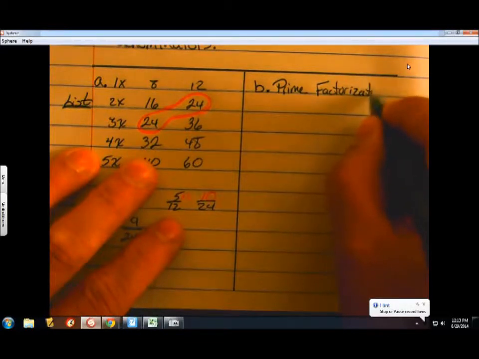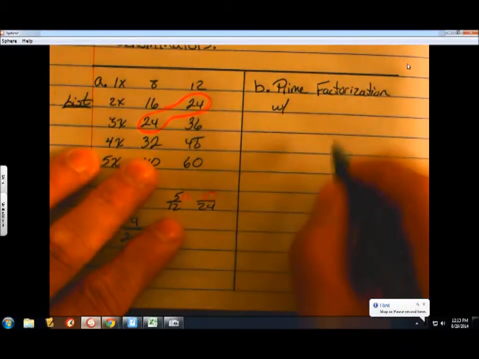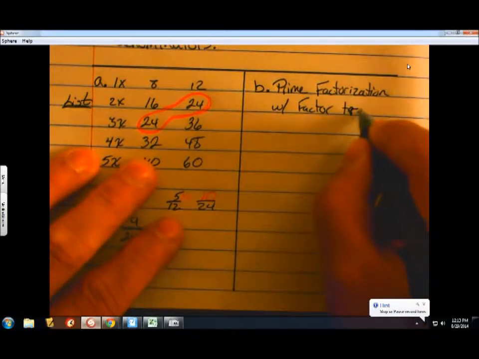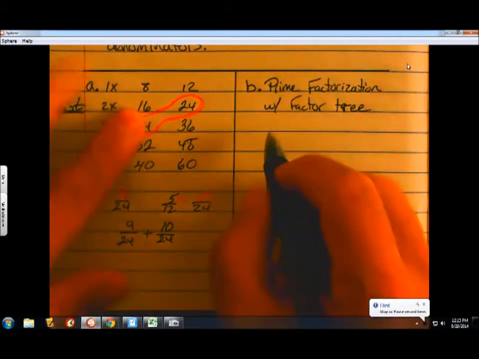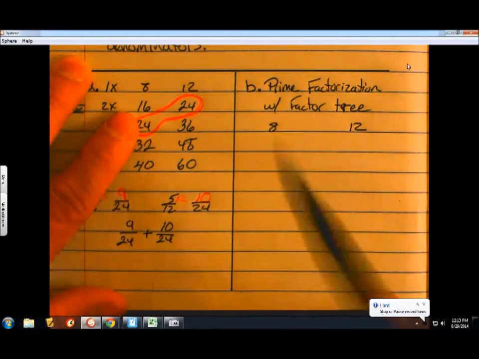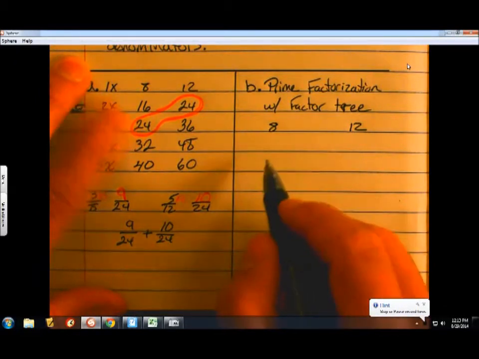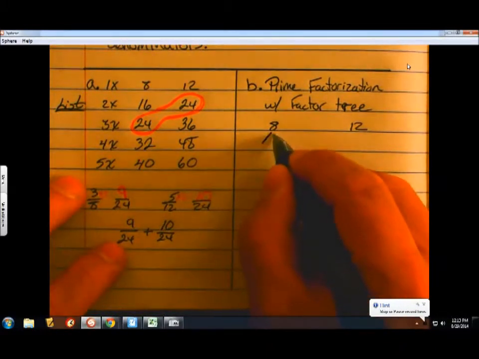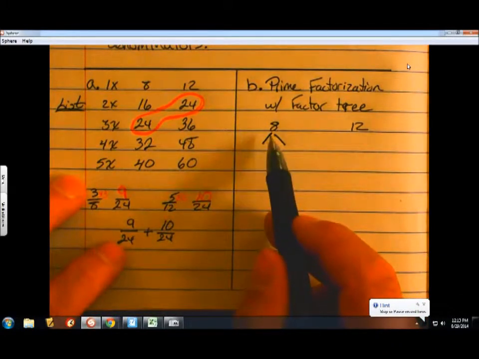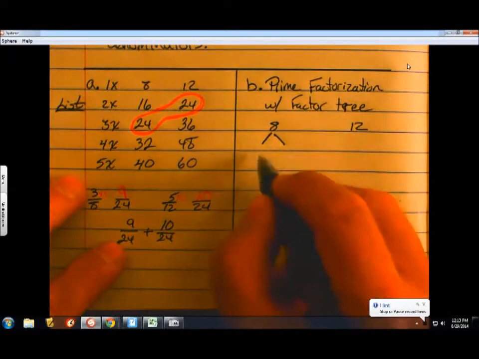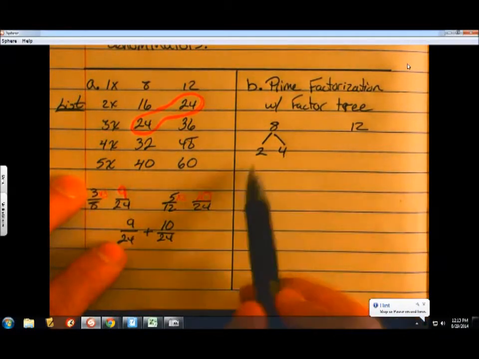So prime factorization with factor tree. So we'll have 8 and 12. We'll do two separate trees, so we'll start with 8. We are looking for prime numbers that we use as factors to get 8. So what are two factors we can use to get 8? Well, there's 1 times 8 and 2 times 4.